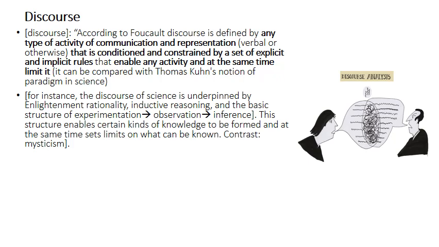The discourse of science is underpinned by Enlightenment rationality, inductive reasoning, and the basic structure of experimentation, observation, and inference. This structure enables a certain kind of knowledge to be formed and at the same time sets limits on what can be known. So what does this mean? Enabling a certain kind of knowledge.